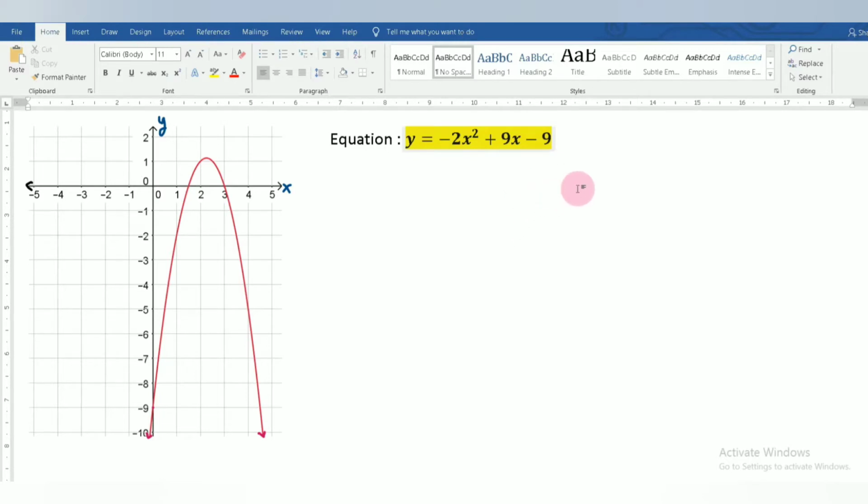In this section, we will learn how to find the value of x when you are given the value of y. So let's go to this equation: y equals negative 2x squared plus 9x minus 9. And when you graph it, this is the graph. It is a parabola facing downward, and you can see that this is the vertex, these are the x-intercepts, and this is the y-intercept.